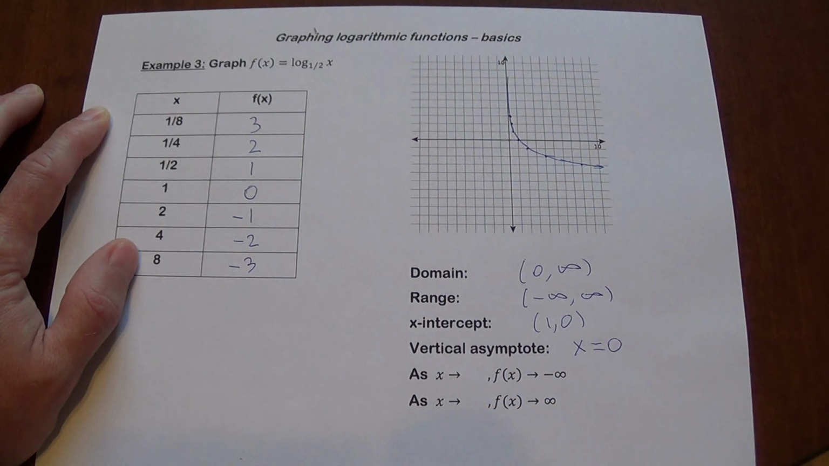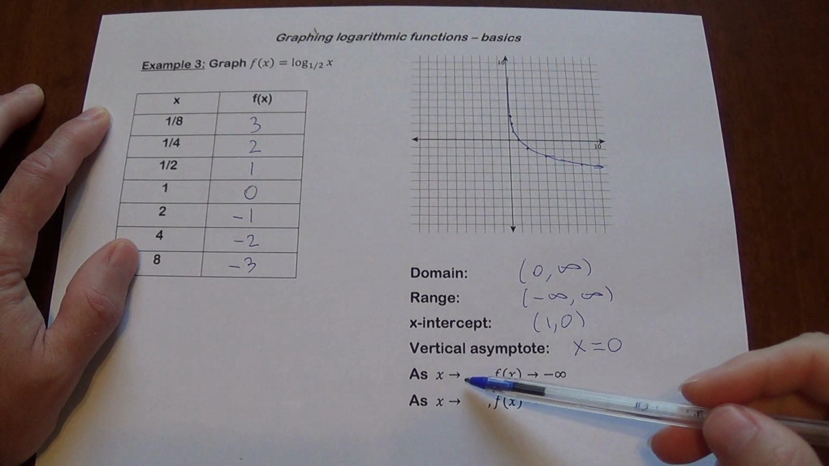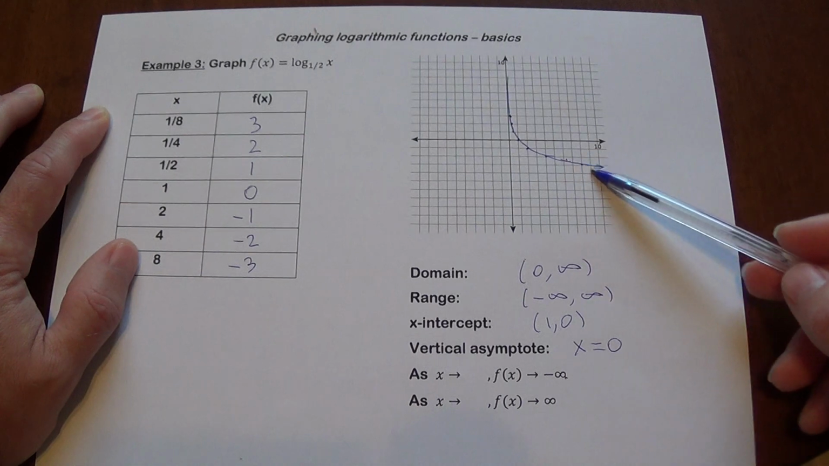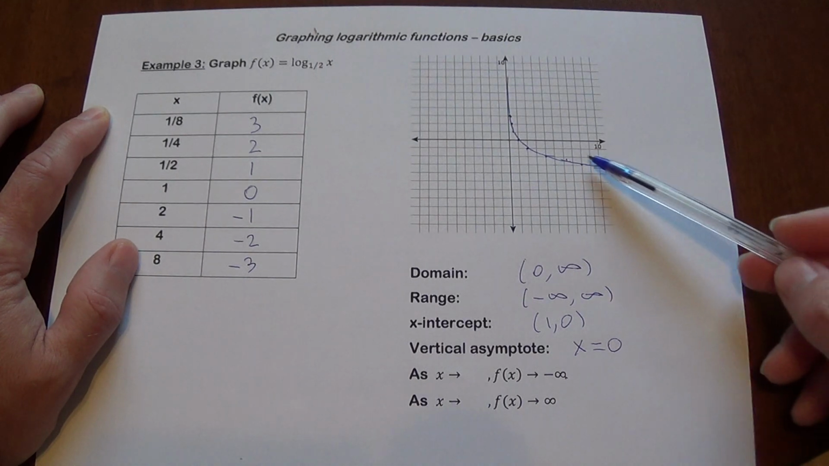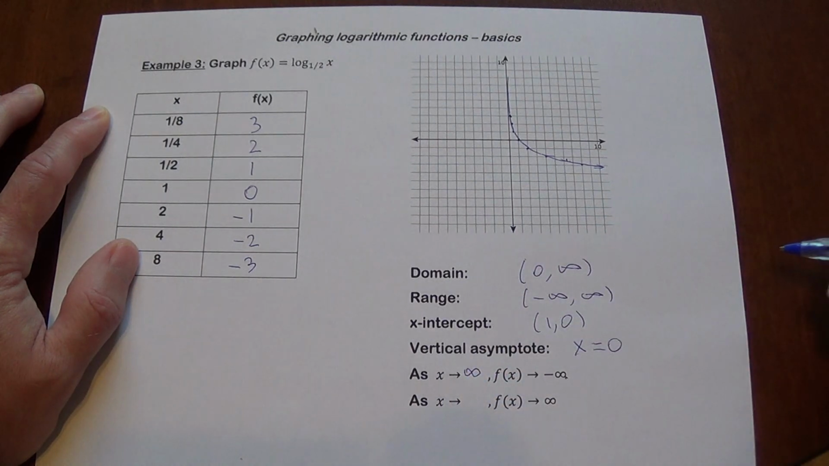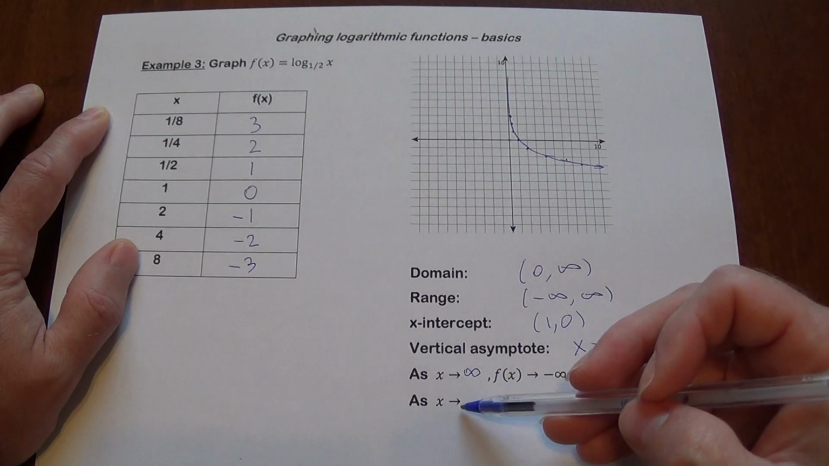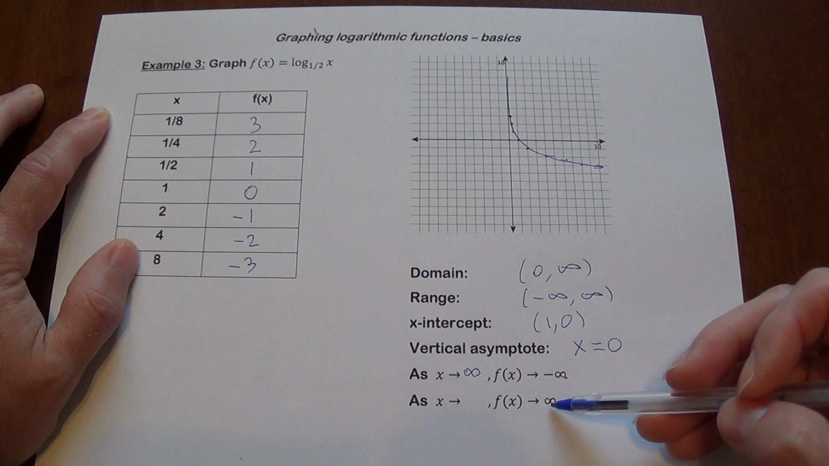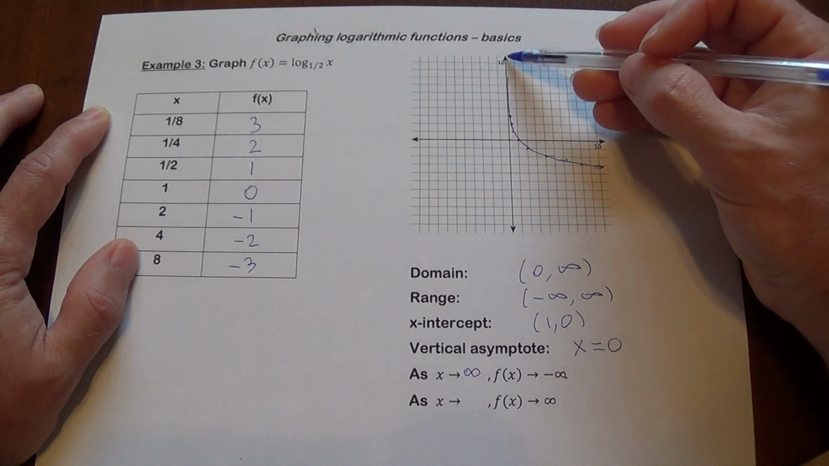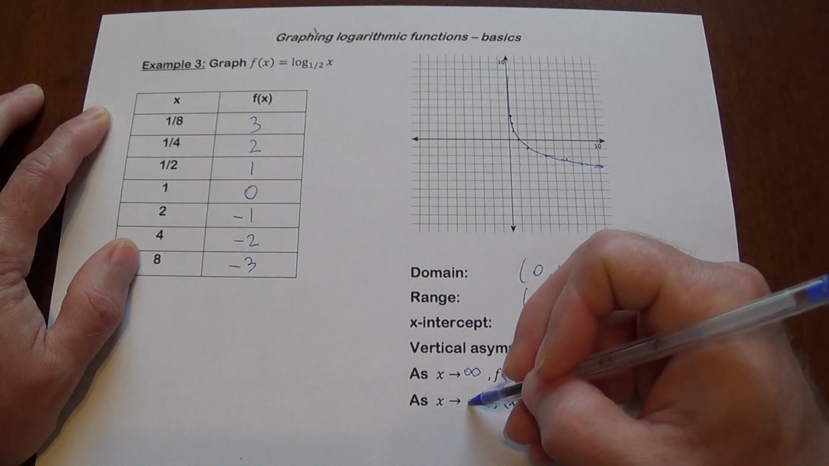But let's see what happens here. So as x approaches what, f of x is going to go to negative infinity? This end goes to negative infinity, so x is going to go to infinity. And as x approaches what, f of x approaches infinity? Well, the function goes to infinity over here, so x is going to approach 0.